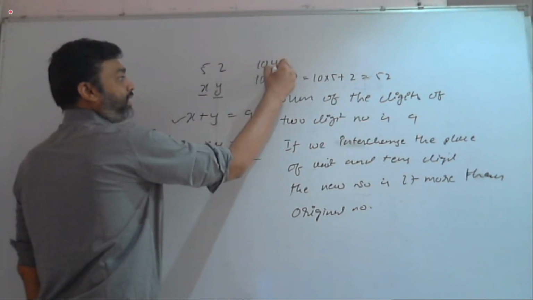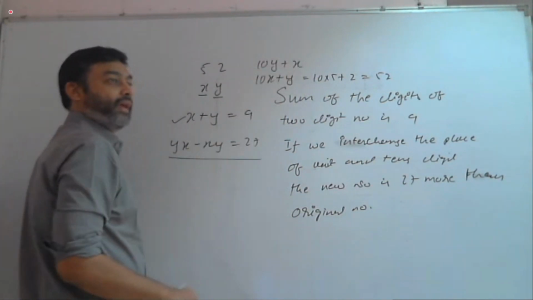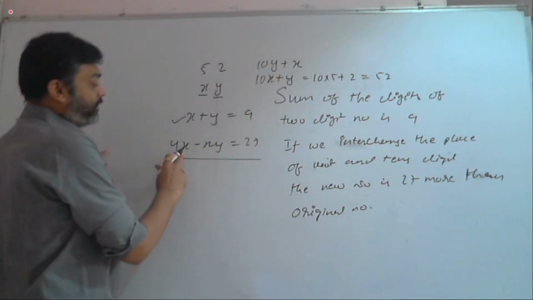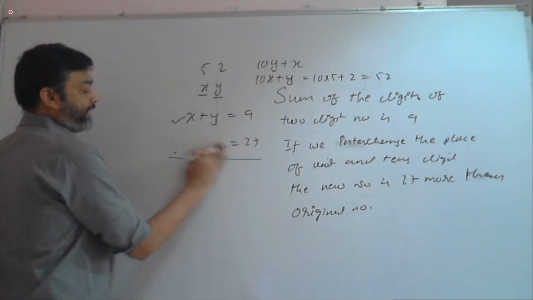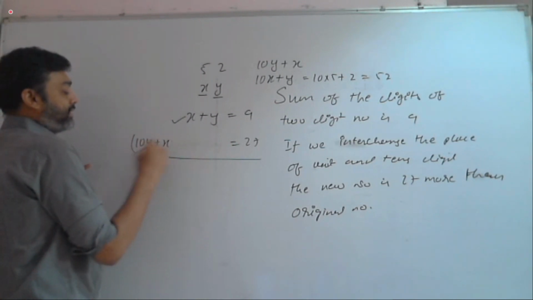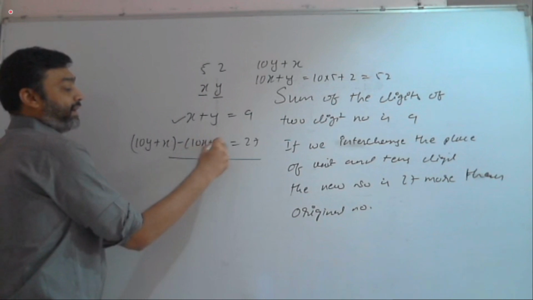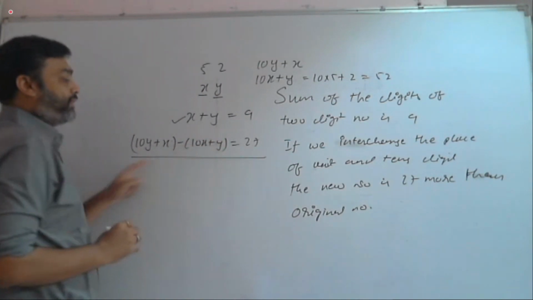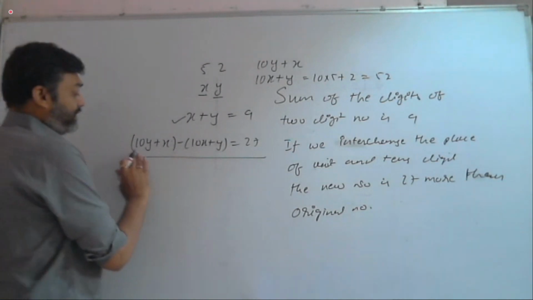So it will be 10y plus x, right? Now, what I have been given is that the new number minus the old number equals 27. What is the new number? So 10y plus x minus 10x plus y, and that is equal to how much in total? 27. Now you have to simplify this equation a bit.